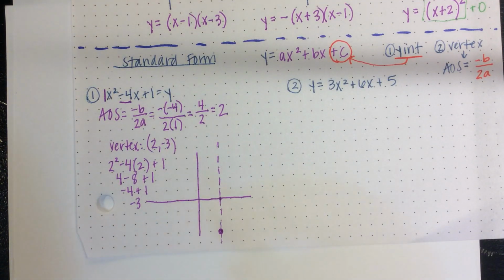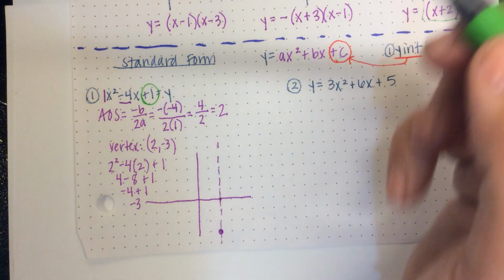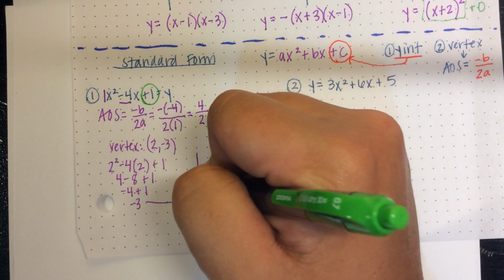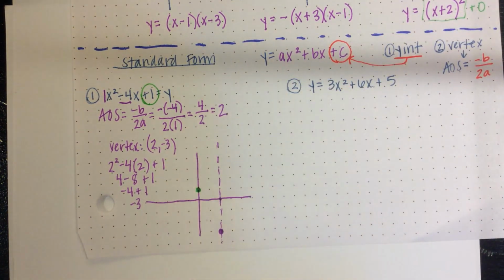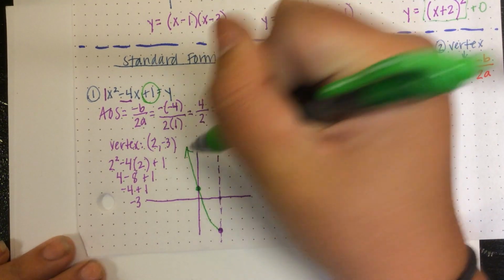All right, then the next thing I use is my y-intercept. I'll switch colors here. Y-intercept is always c, so my y-intercept is going to be at 1. So I'm going to go up here and put a dot at 1, my y-intercept. So I can go ahead and connect these, and there's half my u.